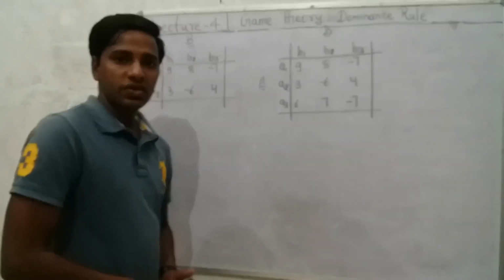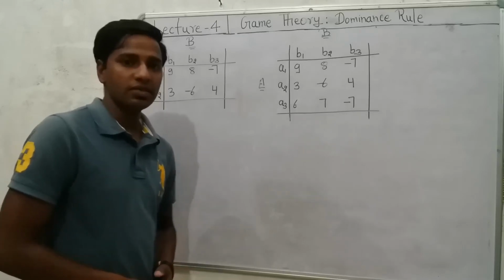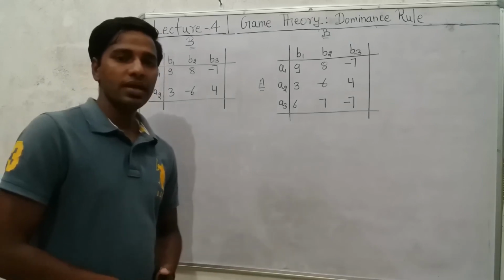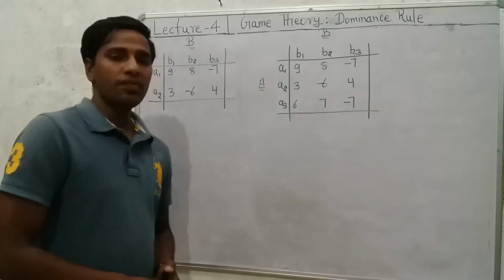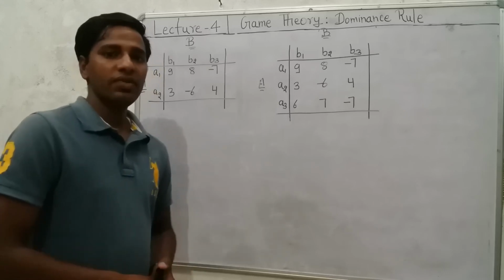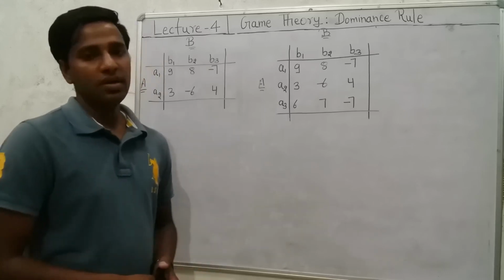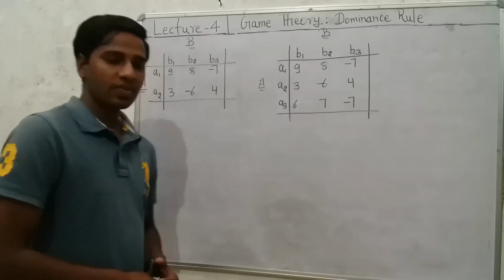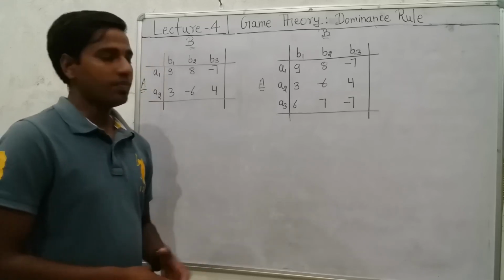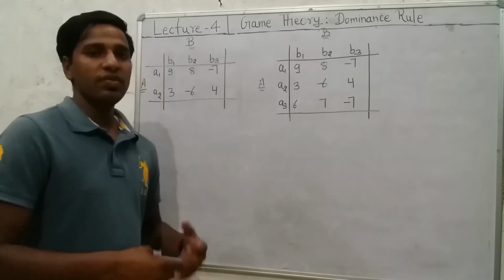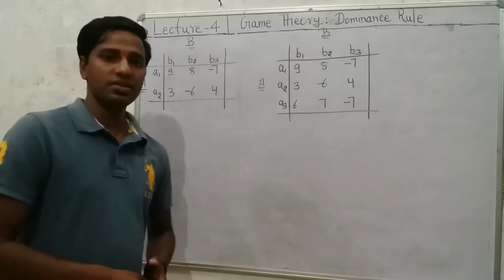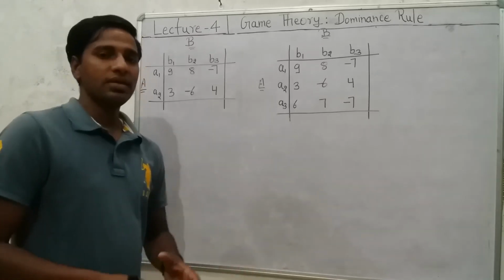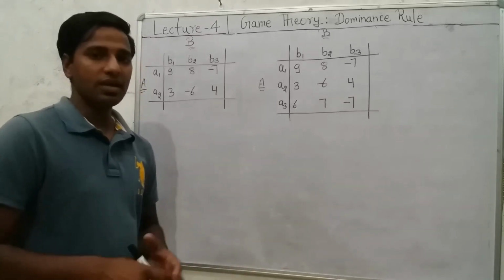Hello everyone. In this video, we are going to study one of the most important aspects of game theory, that is known as the dominance rule. In a game, sometimes a player finds that a strategy available to him is preferable over other strategies. In other words, a particular strategy available to a player is dominating over other strategies. This situation is known as the case of dominance.